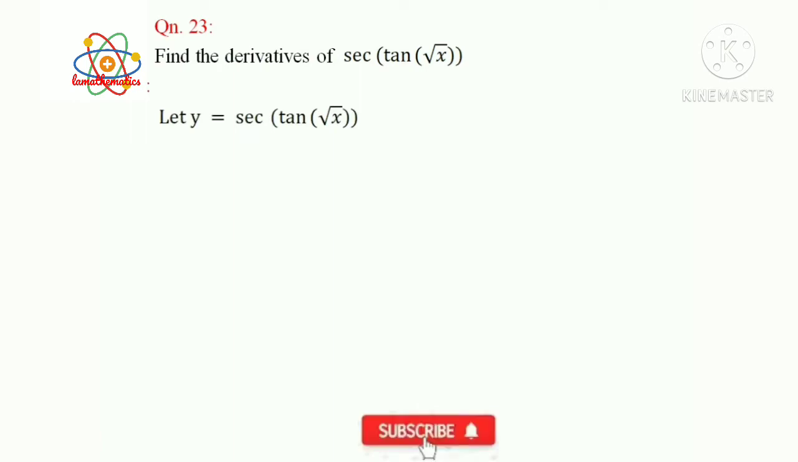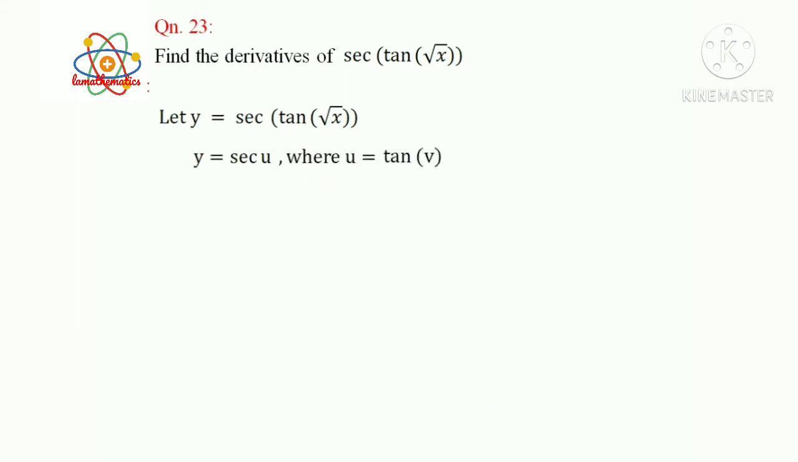Question number 23. Find the derivative of sec tan root x. Answer. Let y equal to sec tan root x. That is, y is a function of x. y equal to sec u, where u equal to tan v and v equal to root x. y equal to sec u means y is a function of u. Therefore, we differentiate dy by du.